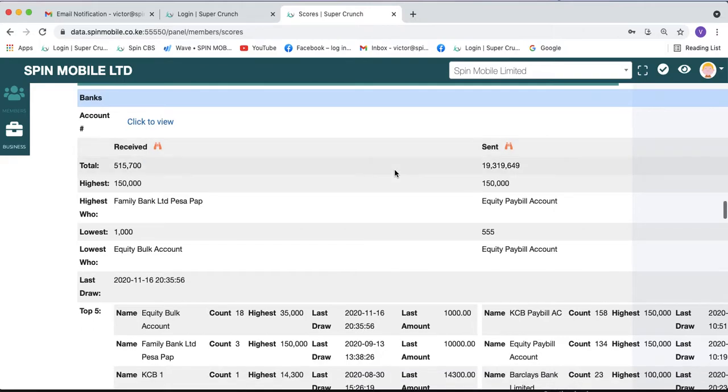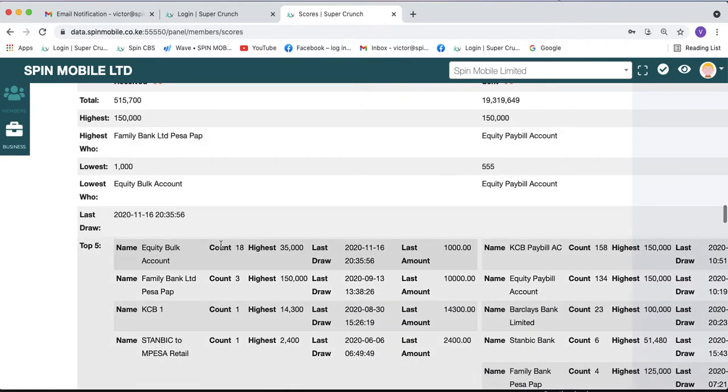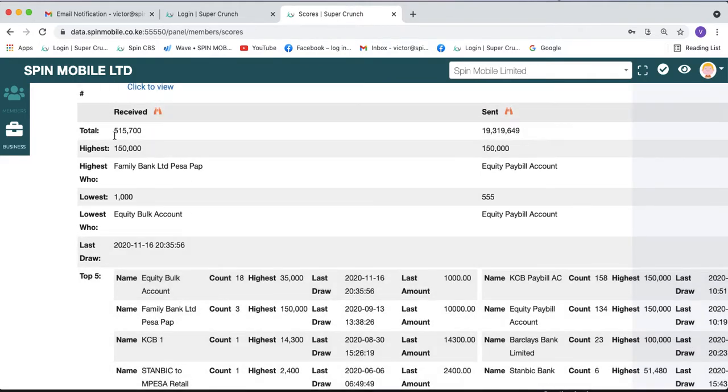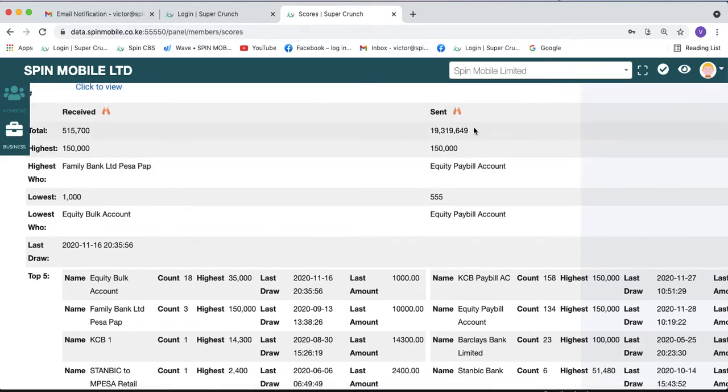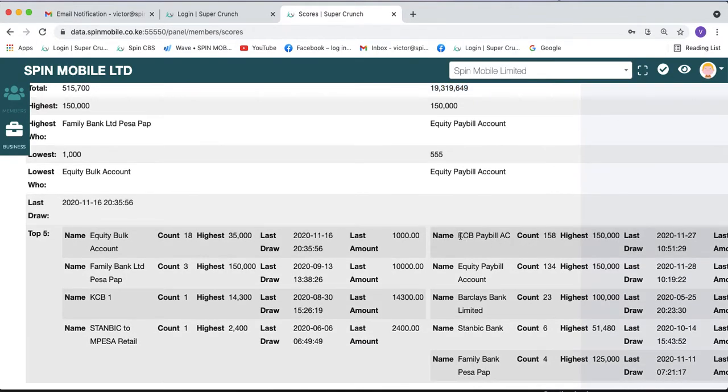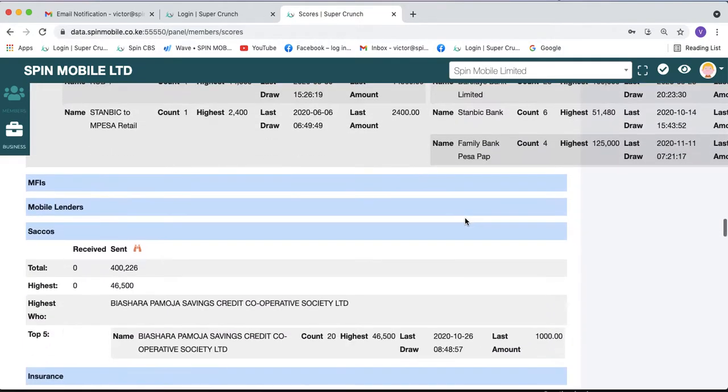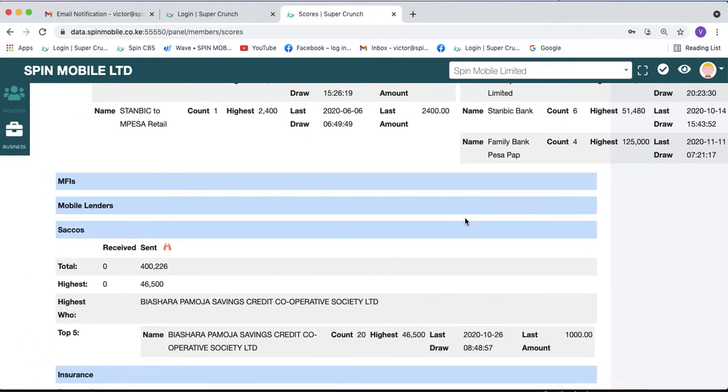You want to see the bank accounts that this individual has operated, how many times has he received money from these accounts, and also the bank accounts that he's sending money to. Like this is a huge amount of money that he has sent over 1 year, and particularly it's mainly KCB Bank, Equity Bank, and by looking at the number of transactions, you notice that this individual must be having accounts in these particular banks.